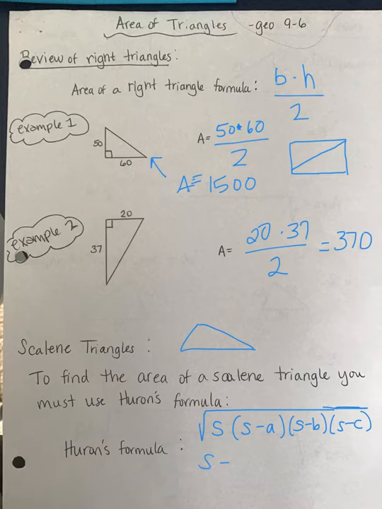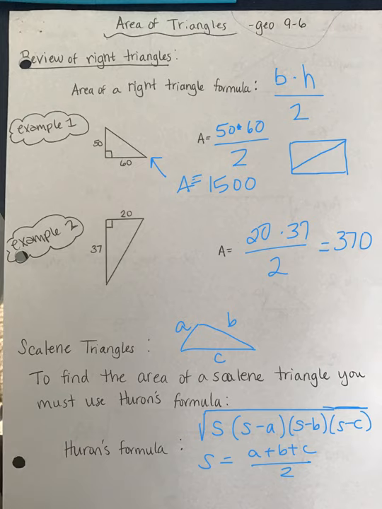S, you probably wonder what the heck s is. S is (a plus b plus c) divided by 2. Now, what's a, b, and c? A is one of the sides, b is one of the sides, c is one of the sides. It doesn't matter which one is which. You just name one A, you name one B, you name one C.